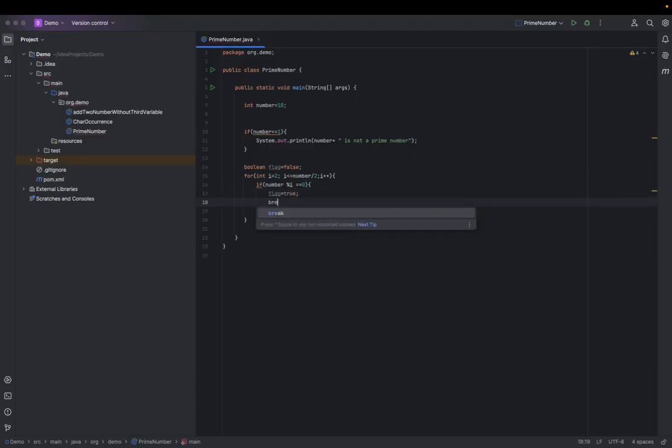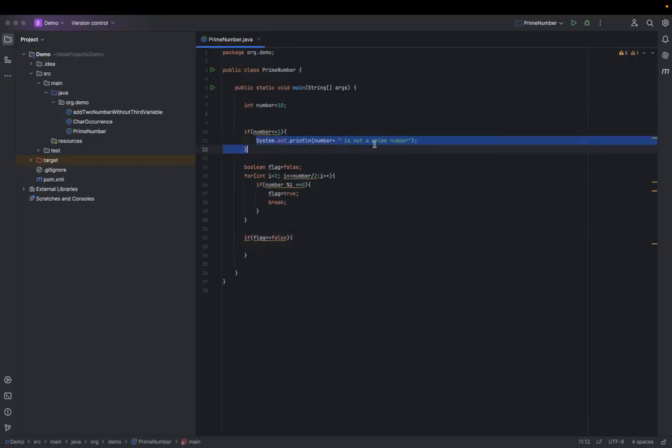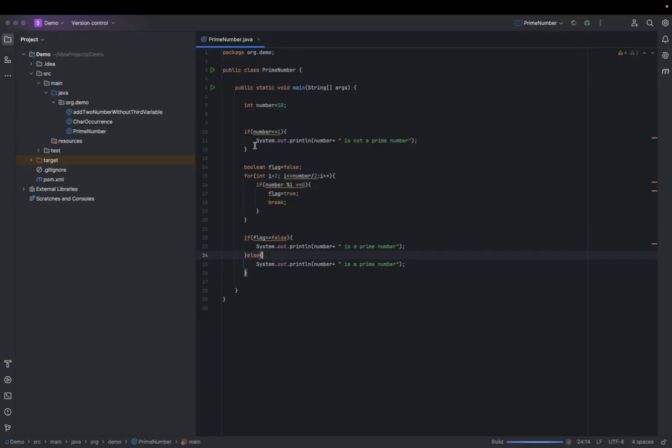Okay, and then we are breaking this for loop and coming out over here, and here we will check the condition. If flag equals to false, then we will say that number is a prime number. Otherwise we will say that number is not a prime number. Is it clear? Now we will execute, we will see what we are getting.